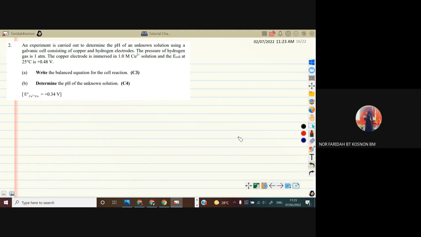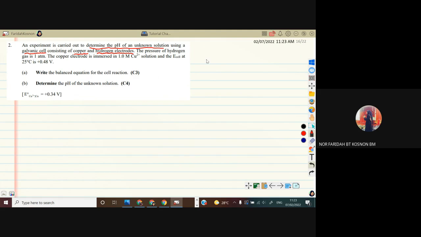Okay, so you kena baca betul-betul. Dia kata satu eksperimen dijalankan untuk menentukan pH of unknown solution. Dia nak buat eksperimen itu dia gunakan galvanic cell. So galvanic cell itu consisting of apa? We have copper electrode and standard hydrogen electrode kat situ, SHE. SHE ni dia ada hydrogen gas yang dialirkan, bubble with hydrogen gas.